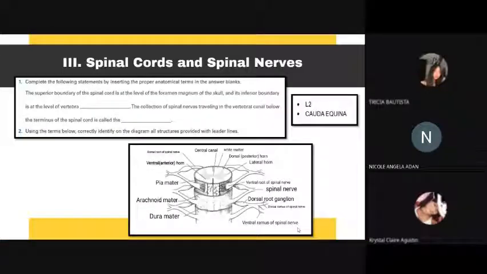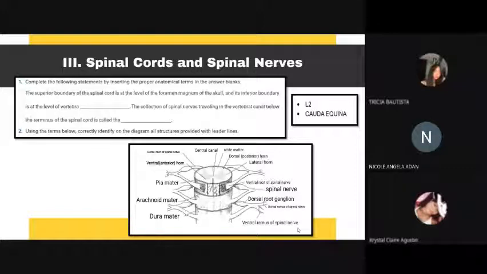This is the spinal cord and spinal nerve. Anatomy of the spinal cord, number 1. Complete the following statements by inserting the proper anatomical terms in the answer blank. The superior boundary of the spinal cord is at the level of the foramen magnum of the skull, and its inferior boundary is at the level of vertebra L2. The collection of spinal nerves traveling in the vertebral canal below the terminus of the spinal cord is called the cauda equina.